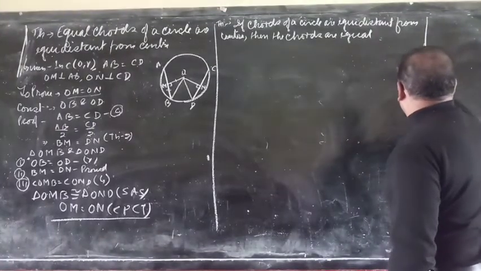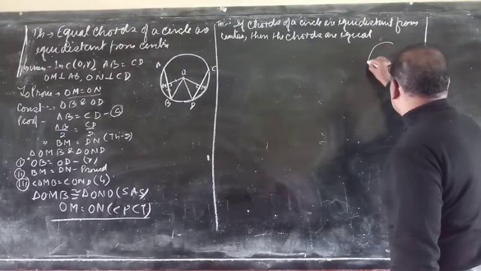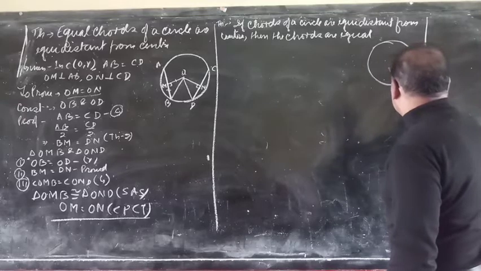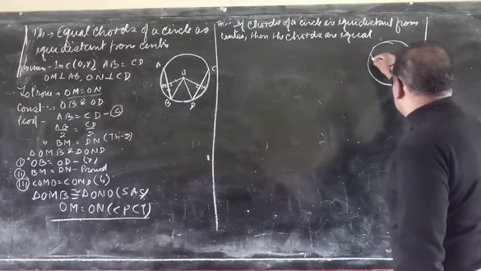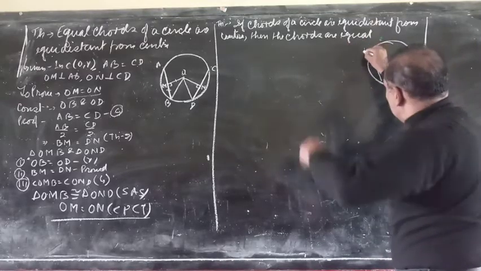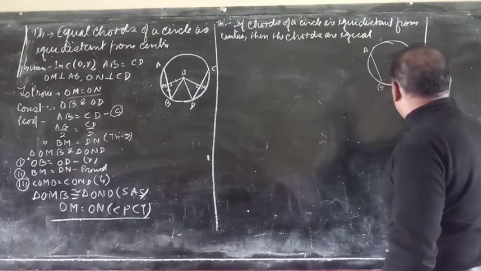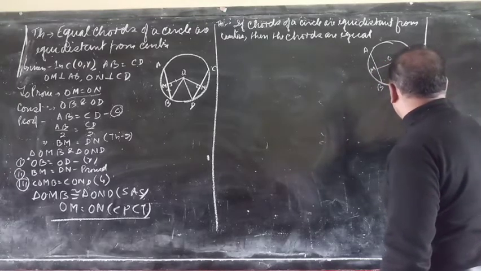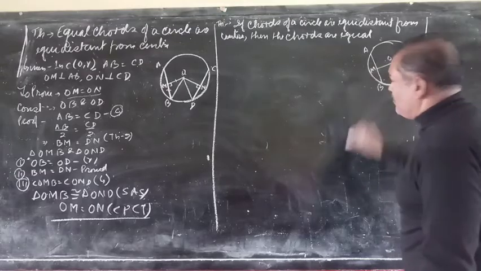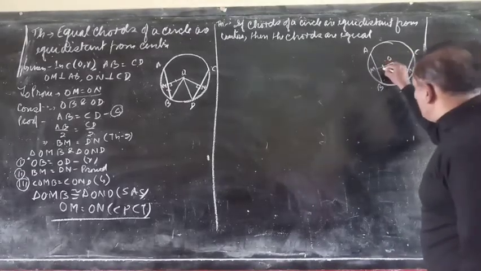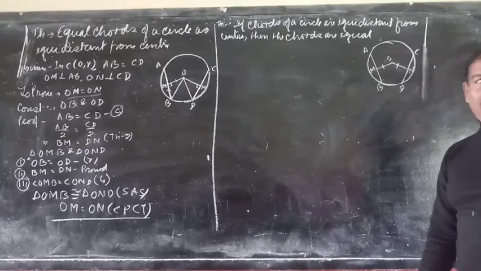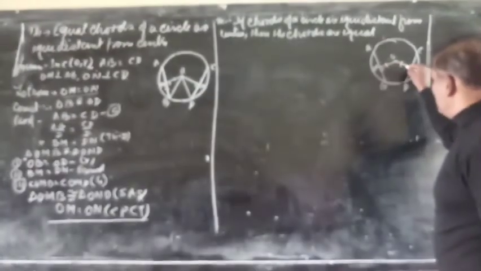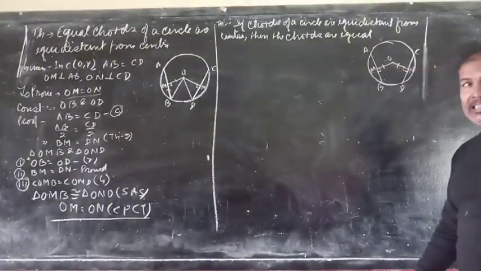Now I am going to draw the figure. We have given a chord AB and chord CD. It is also given OM is perpendicular on CD, OM is perpendicular on AB, and these two are equal. It is also given these two are 90 degrees. It is also mentioned.